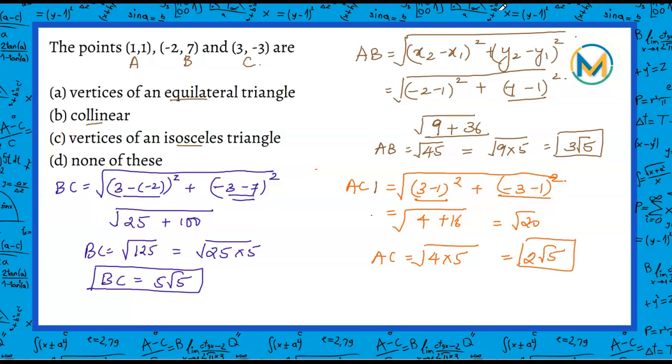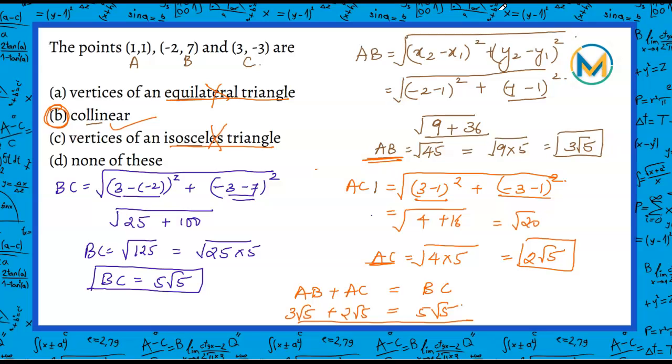Okay, now if it has to be an equilateral triangle, then all the distances should have been equal, which is not the case, so that's not possible. If it has to be an isosceles triangle, then two measurements have to be equal, which is also not the case here. So if we see AB plus AC, that's 3 root 5 plus 2 root 5, gives me BC, which is 5 root 5. And this is the exact condition for collinear points. So these 3 points are basically collinear, option B.